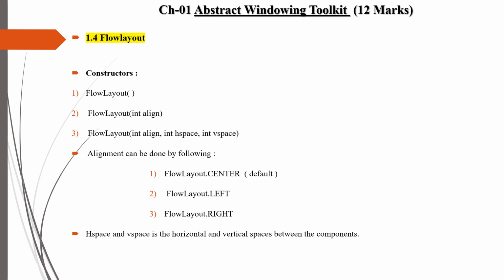H space and V space are the horizontal and vertical space between the components which are used in the third constructor, and these spaces are in pixels. The default space is 5 pixels for both horizontal and vertical.